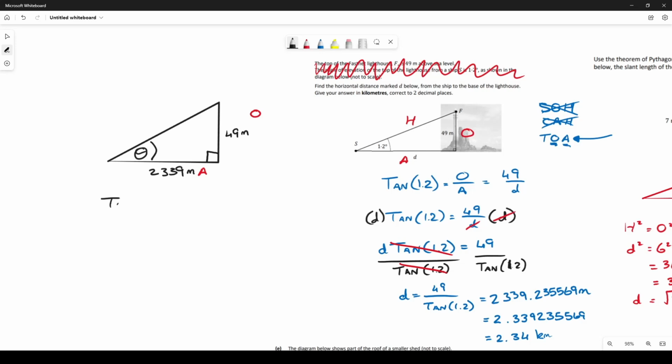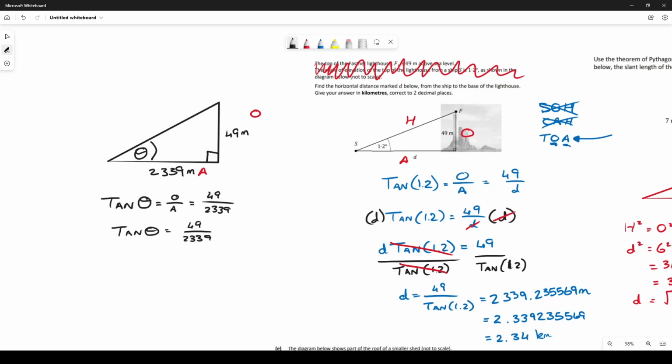you still do tan of the angle, but because we don't know the angle, it's going to be tan of theta is equal to O over A. Again, you sub in the relevant information, and you'll notice then the actual line that you've set up, which again you get most of the marks for, is tan of theta is equal to 49 over 2,339.